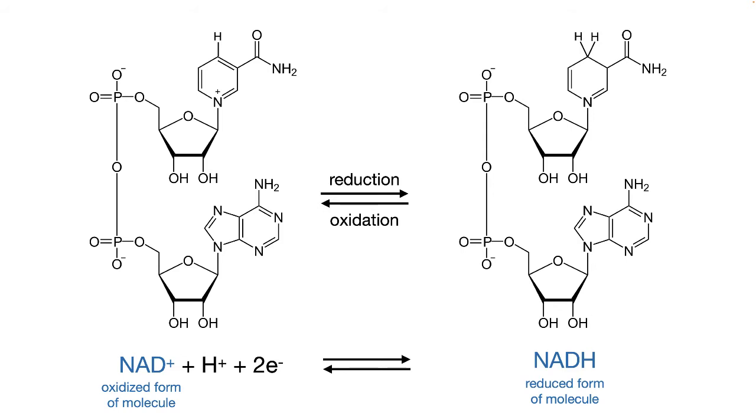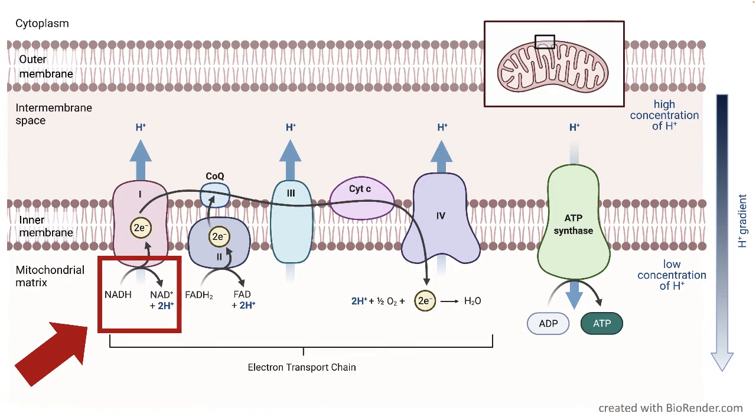NAD+ can gain electrons, meaning it is being reduced to become NADH. This happens when NAD+ accepts electrons from the organic molecules being broken down in the process of cellular respiration. And NADH can be oxidized. In other words, it can lose electrons. This happens when NADH transfers the electrons that have been harvested from organic molecules to complex 1 of the electron transport chain. Recall, this is a redox reaction. NADH is being oxidized to NAD+, and complex 1 is being reduced as it accepts those two electrons.